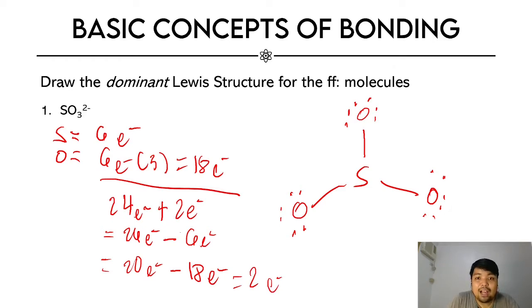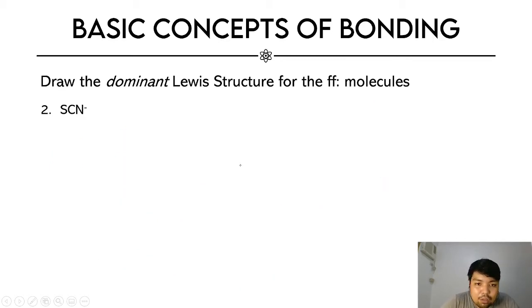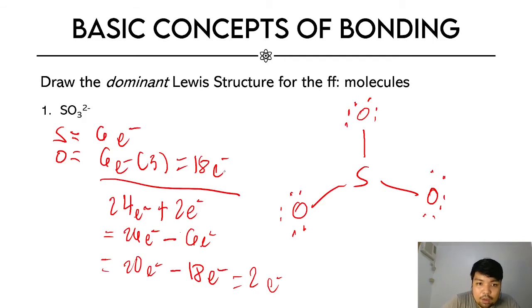So saan natin gagamitin yung natirang 2 electrons? So we will use that to proceed to our step 4, wherein we complete the octet on the central atom. So we place those 2 electrons here as our lone pairs. So what we are left with is 0 valence electrons. So naubusan natin lahat ng ating electrons.